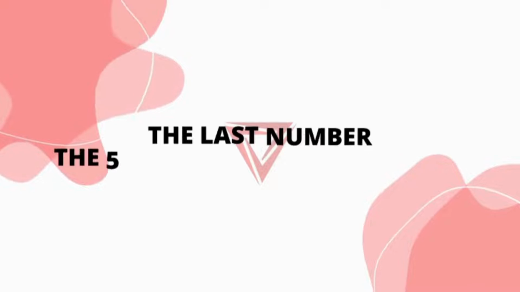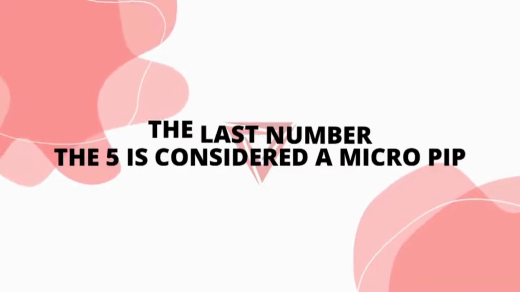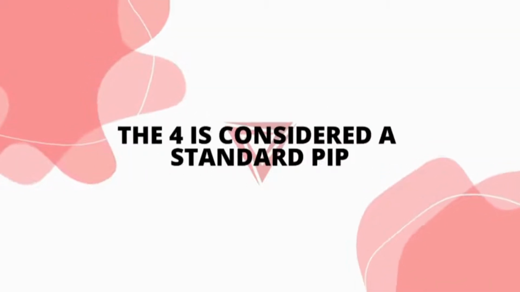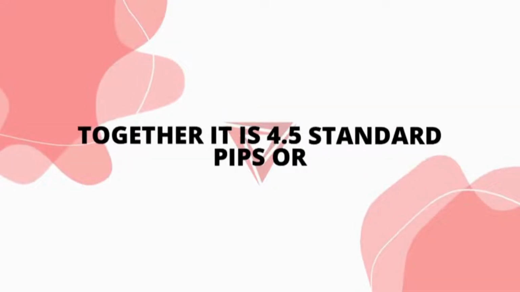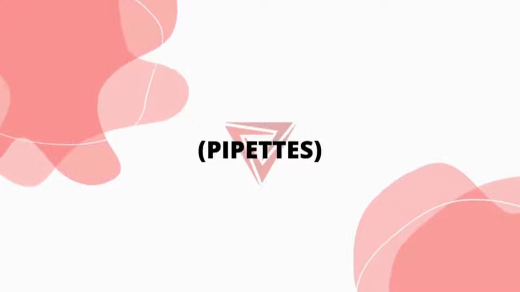1.18745. The last number, the number 5, is considered a micropip. The 4 is considered a standard pip. Together, it is 4.5 standard pips or 45 micropips.